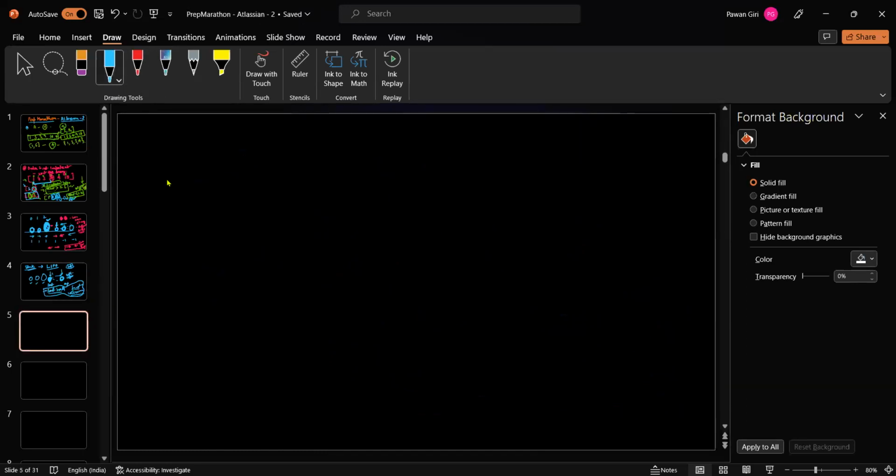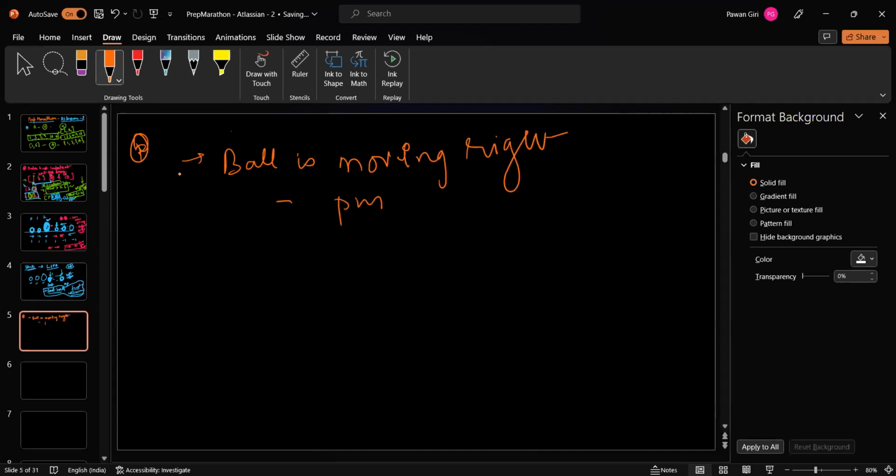Now what is the logic for solving these problems, how do we actually do that? There are a few steps. If a ball is moving right, we push it onto the stack.